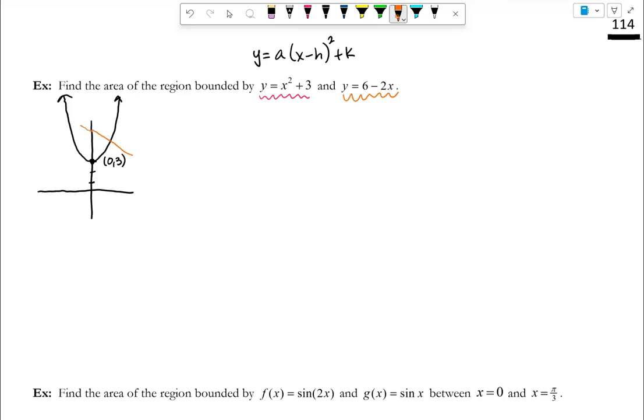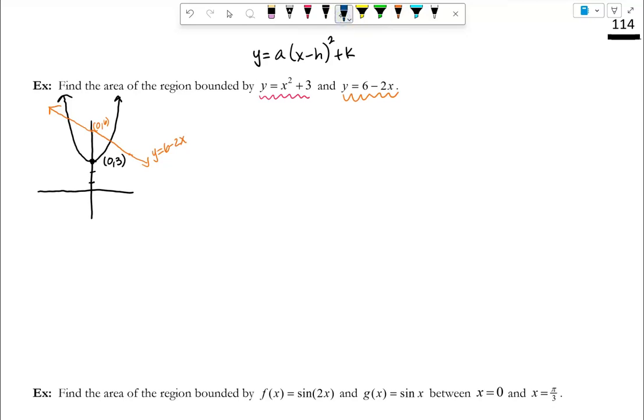Say, okay, this line, I'm going to say that (0, 6) is 6 minus 2x. All right, so when we read this question, when it says find the area of the region bounded by x squared plus 3 and 6 minus 2x, we're not given particular values a and b from which to integrate. We're going to have to find those.